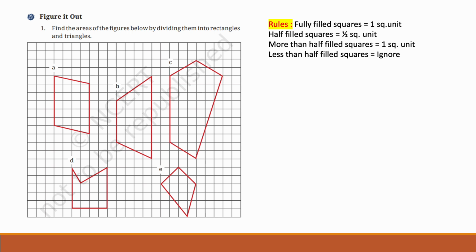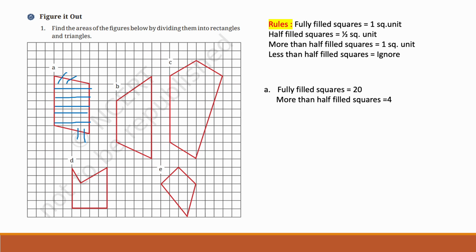See the first figure. How many fully filled squares are there? See, 1, 2, 3, 4, 5, 6, 7, 8, 9, 10, 11, 12, 13, 14, 15, 16, 17, 18, 19, 20. So fully filled squares are 20. Then more than half filled squares, how many are there? See, we have 1, 2, then 3, 4. So more than half filled squares, 4.